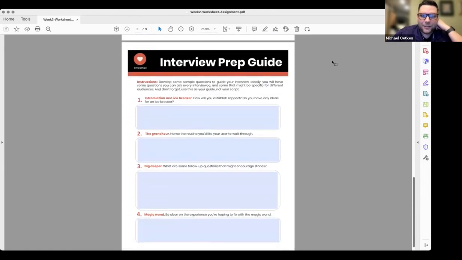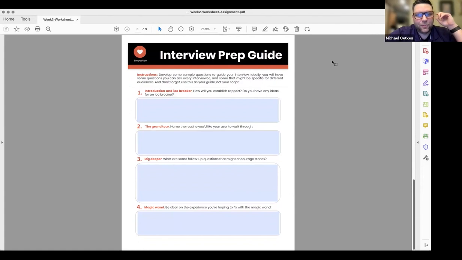And then the last section here is the interview prep guide. What you want to do here is develop some sample questions to guide your interview. You're going to have some questions that you can ask different people. Some might be specific for different audiences. So you can address that there. This is really just a guide, and it's going to be leading into next week, where you're actually going to practice doing some interviewing.